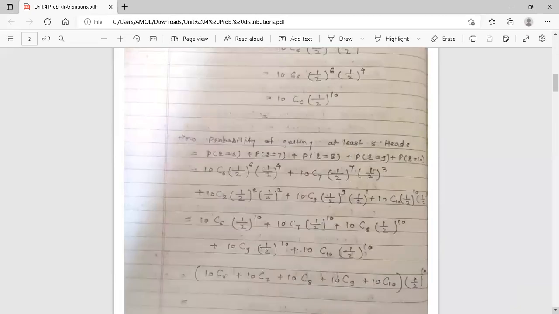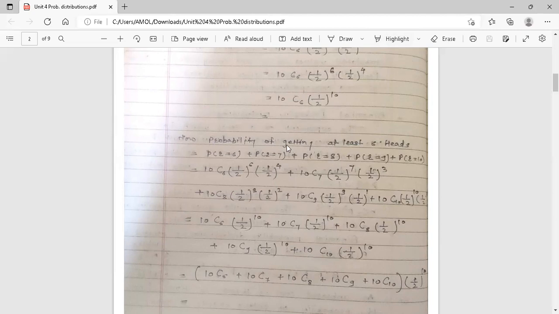Now, the second aim in the same example is the probability of getting at least 6 heads. See, we are going to find here the probability of getting at least 6 heads. So at least means minimum 6 times you will get heads, means maximum you will get 10 times heads, because the number of trials n is equal to 10. We are tossing the coin in the air 10 times. So the maximum you will get heads is 10 times.